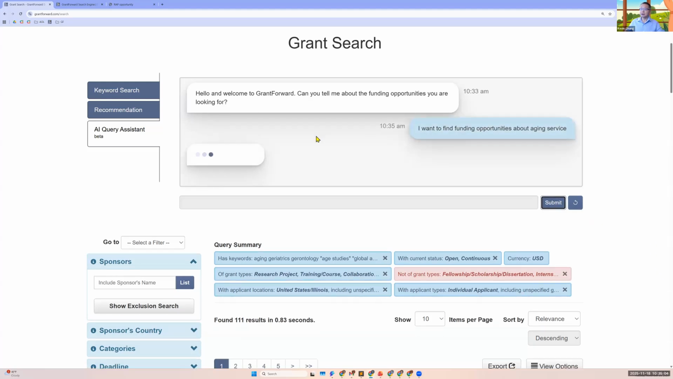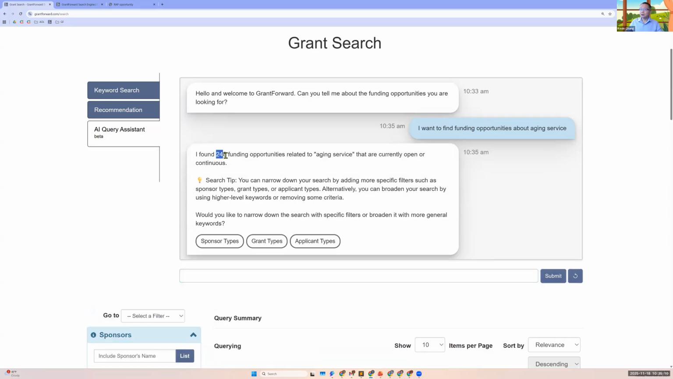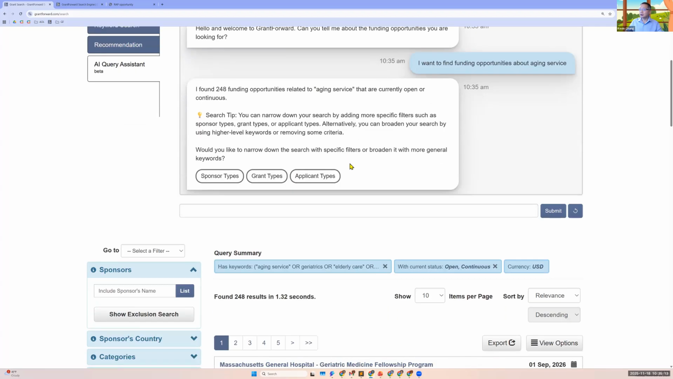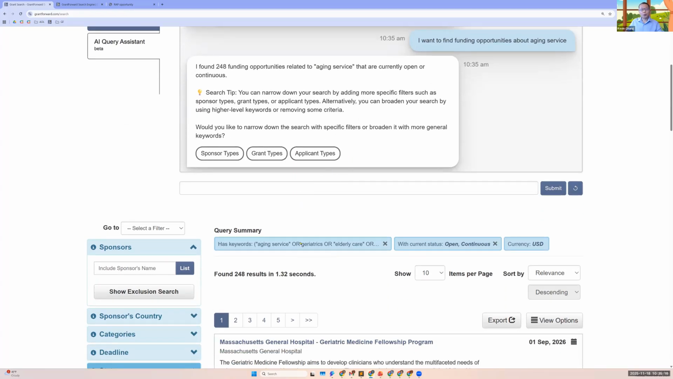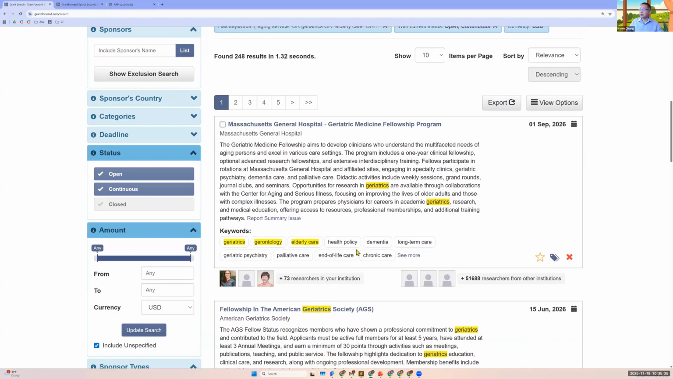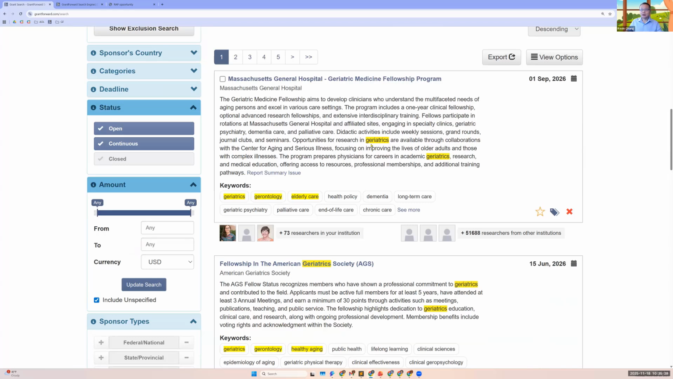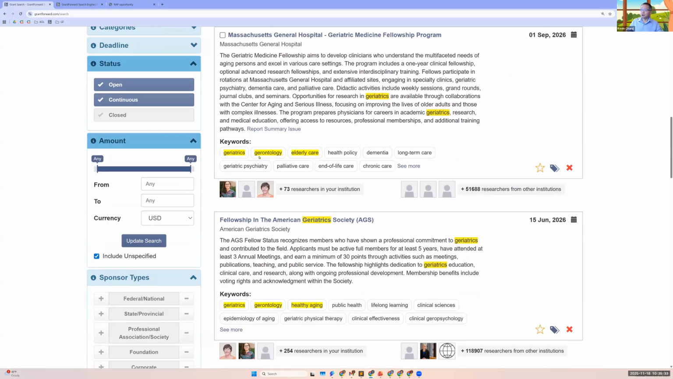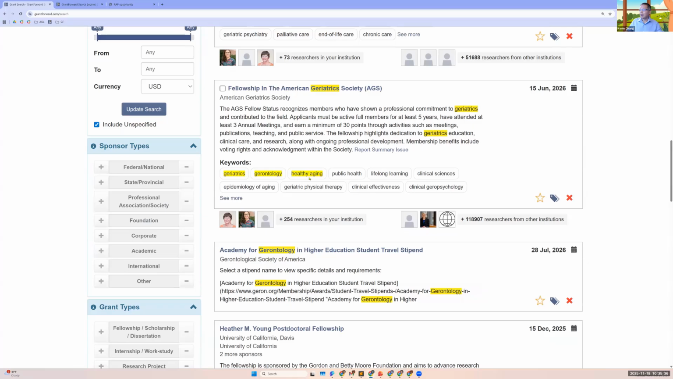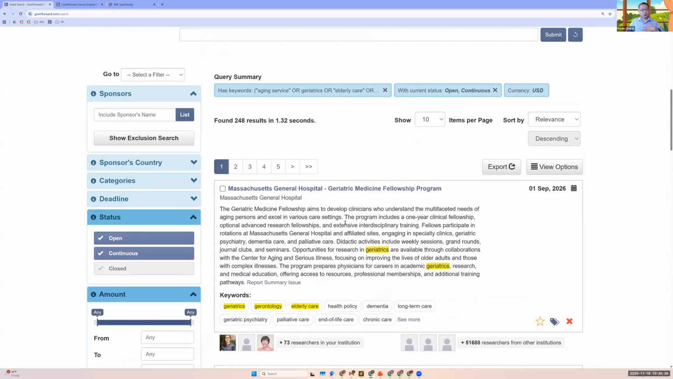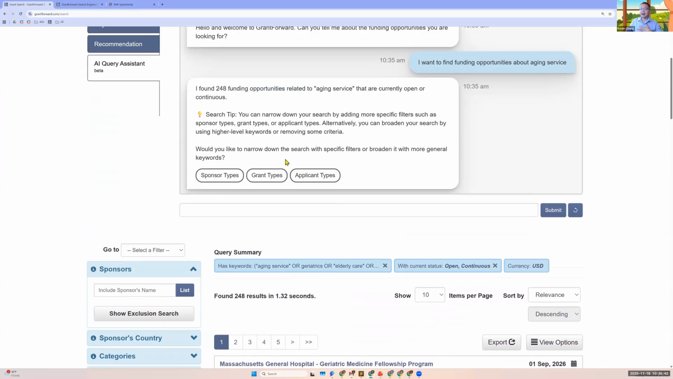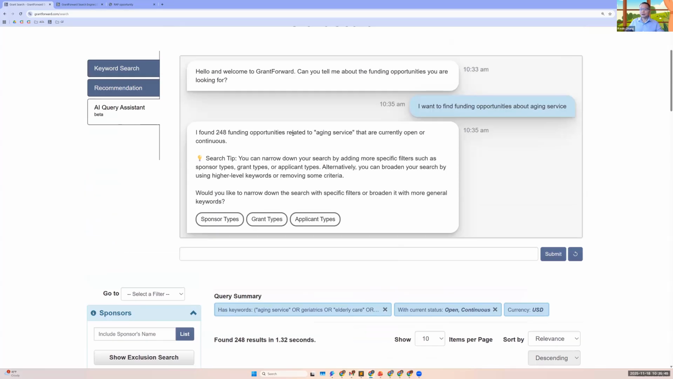Okay, click on submit. It will take a few moments to think about what keywords to search. And you find 248 for aging service. If you scroll down, the query assistant actually helps you formulate the keywords. It's summarized here: aging service or geriatrics or elderly care. If you scroll down, you will see that from your aging service, the AI query assistant formulates a query about all these keywords that are highlighted, such as gerontology, geriatrics, healthy aging, and all these keywords, which earlier we selected by hand. Now the AI query assistant helps you expand with all these keywords.